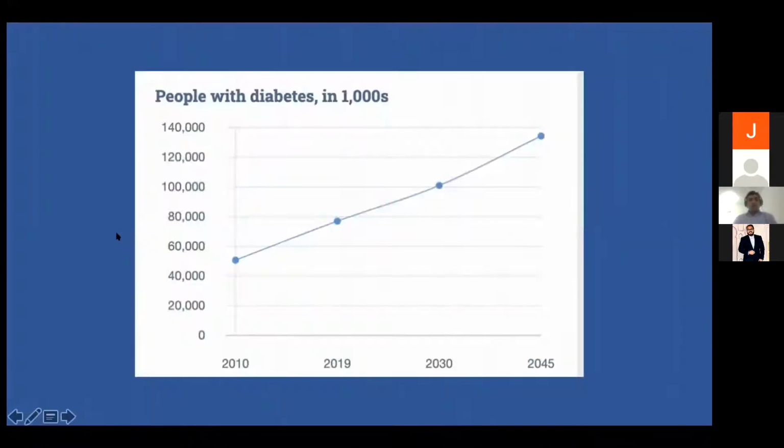Now, to get a visual representation, this slide was taken from the International Diabetes Federation, and in 2010 we had around 54 million people suffering from diabetes, which is expected to rise in the coming years. It is estimated that by 2045, we will have triple the present population suffering from diabetes, and more younger people are getting diagnosed with type 2 diabetes mellitus.